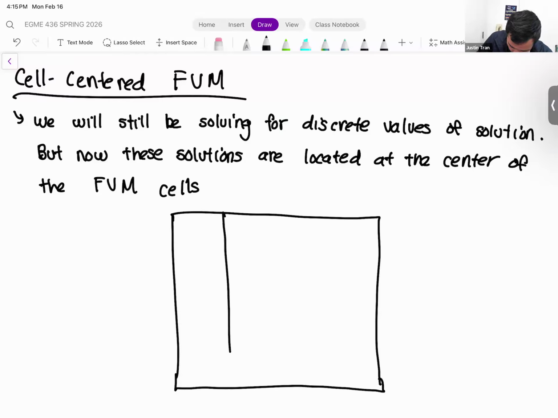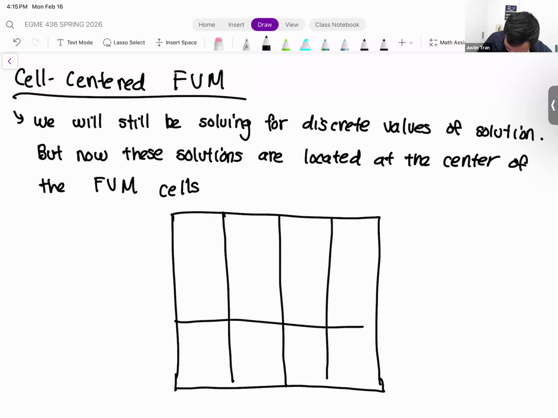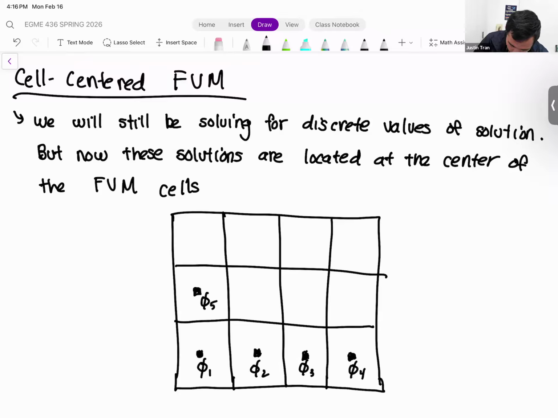Okay, so we have our grid. Say we have a grid that looks like this. We have 12 cells. When we go through our finite volume method and obtain our system of equations, we're still going to obtain solutions for phi1, phi2, phi3, phi4, phi5, phi6. But now those values of phi, we assume they are located at the centers of our grid cells. All the same concepts about the grid still apply here. It's just that there's a subtle shift in terms of where our solution values are located.